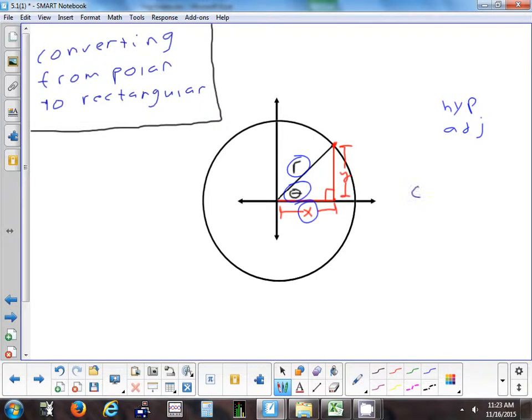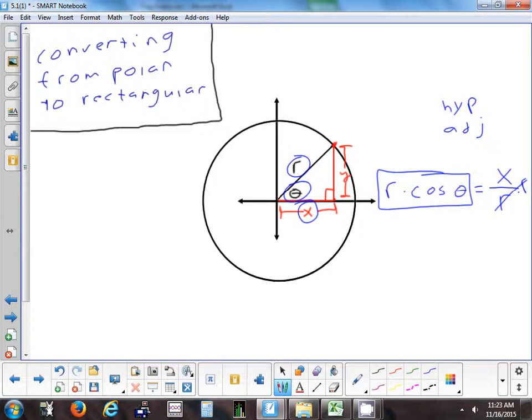Cosine, yeah. So cosine of theta equals... Nathan, what side is adjacent to theta? X. Yep, and the hypotenuse is r. What could I do to get x by itself? Multiply by r. And there's a formula for x. Take the cosine of your angle, multiply by r, and that'll give you the x.